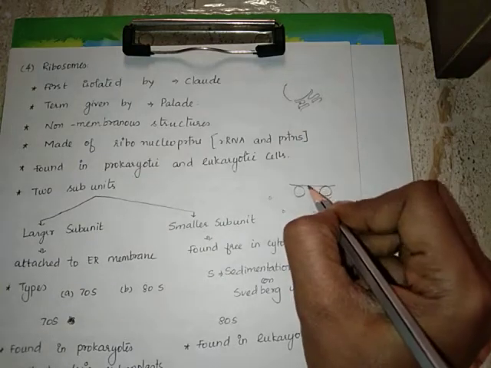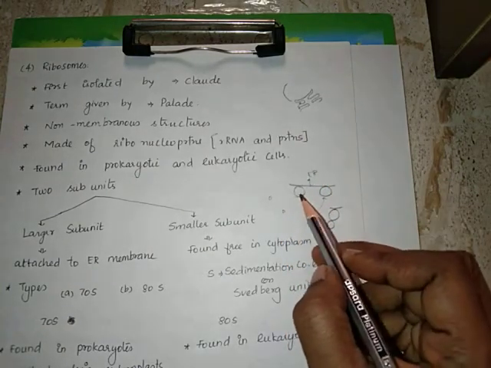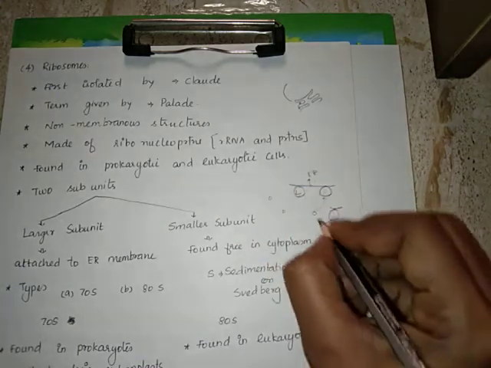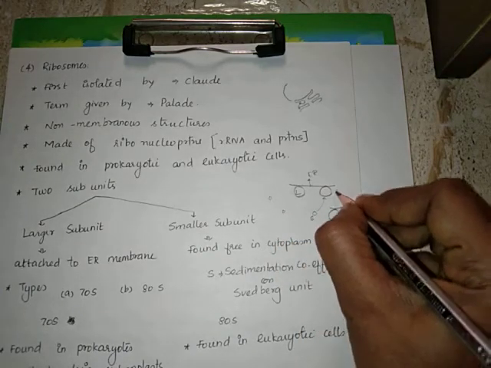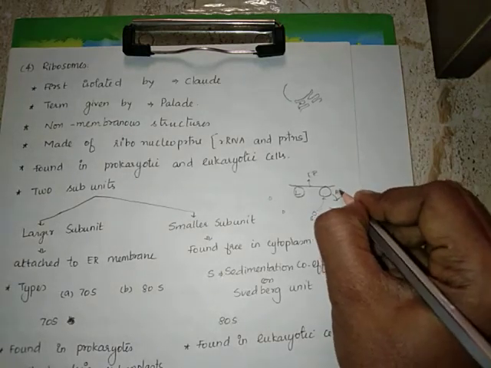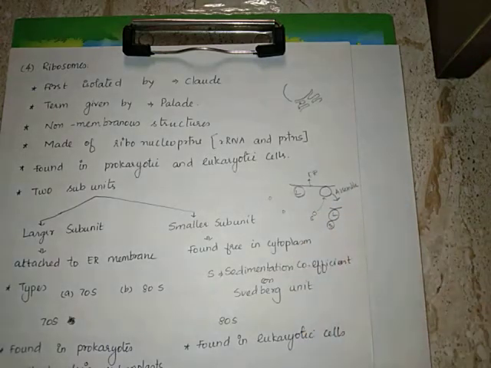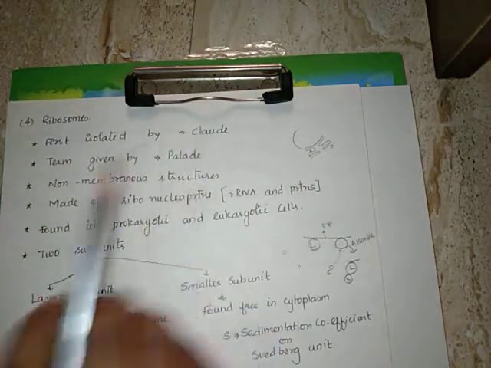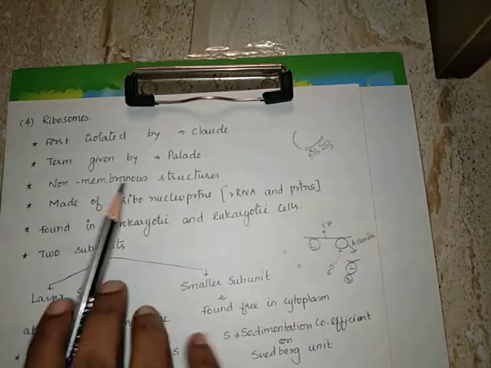We first understand this is the ER membrane. On this ER membrane, the larger subunit of the ribosome is attached. The smaller subunit is free in the cytoplasm. And when they have to take up some functions, they are going to assemble the larger and the smaller subunits. And this ribosome was first isolated by a person called Claude, and the term was given by a person called Palade, and they are non-membranous structures.